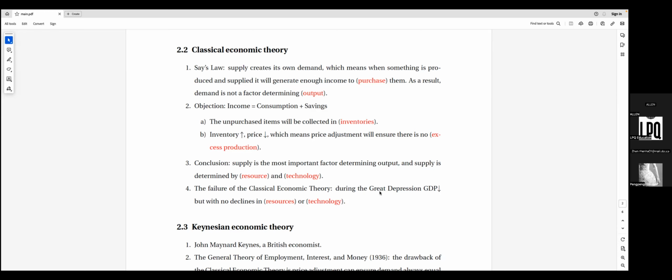Simply speaking, during the 1930s, the overall GDP in the USA declined by quite a lot. So it's an economic crisis. But based on classical theory, overall GDP only depends on the supply curve, and the supply curve is only determined by resources and technology. So if classical theory were right, that means during the 1930s, the reason for the declined GDP would be either declined resources or declined technology. But neither of these two cases happened.